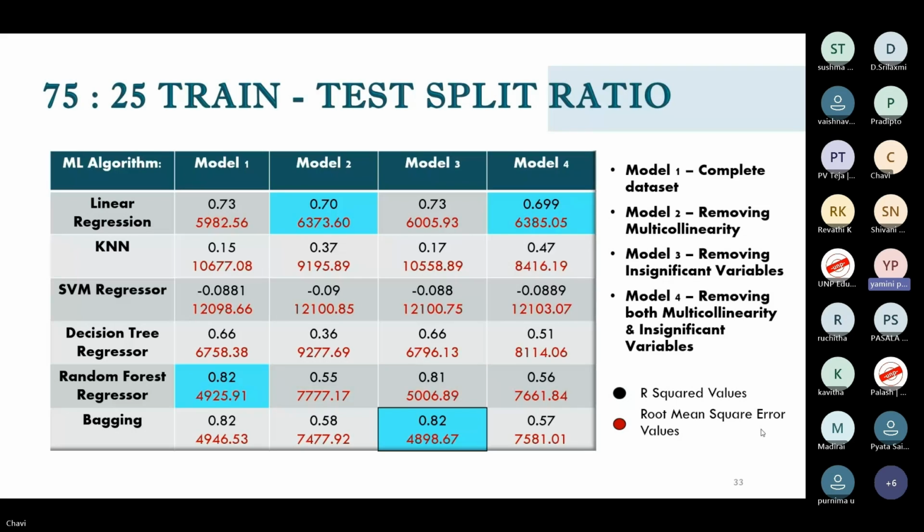In model 3, bagging is giving the highest R-square value, that is 0.82, and the lowest root mean square error value, that is 4898.67. And in model 4, linear regression is having the highest R-square value, that is 0.699, and the lowest root mean square error value, that is 6385.05.